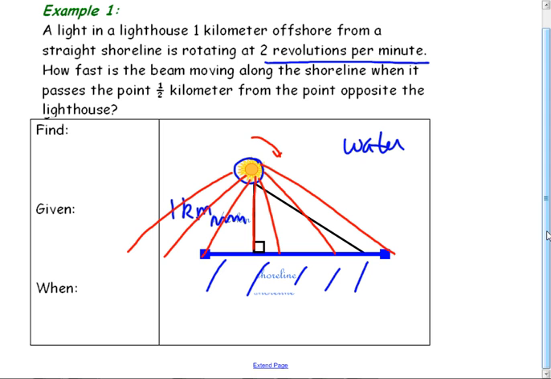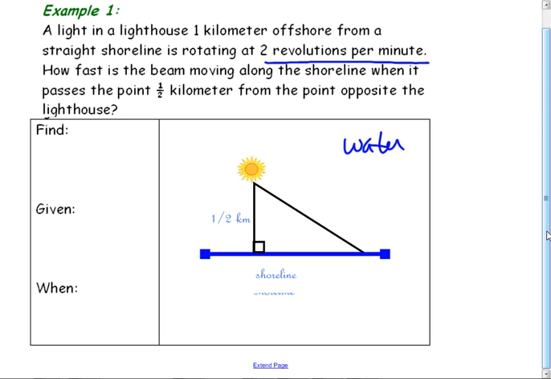Okay, so that's what's happening. So we're looking down, and we're going to draw our triangle this way. This is 1 kilometer. And this is tricky because of what is happening here. It's rotating at 2 revolutions per minute. Let's put that in the given. I'm going to have to do something with that because I don't know what that is. It's a little harder than what's in the book. There's one in the book similar to it. How fast is the beam moving along the shoreline?